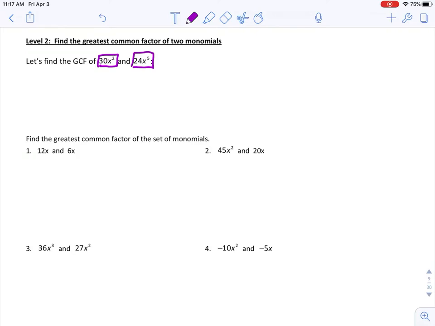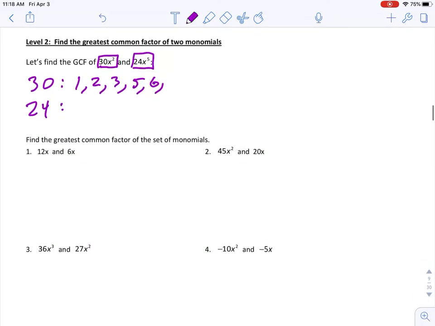Once you practice this a little bit, it'll be easier, and you probably don't have to do it this way. But I'm going to start with 30 and 24. And just like in the previous section, I'm going to list all the factors. So we're going to have 1 goes into 30, 2 goes into 30, 3 goes into 30, 4 does not, 5 does, 6 does, 7 doesn't, 8 doesn't, 9 doesn't, but 10 does, 15 does, and 30. So those are all the factors for 30.